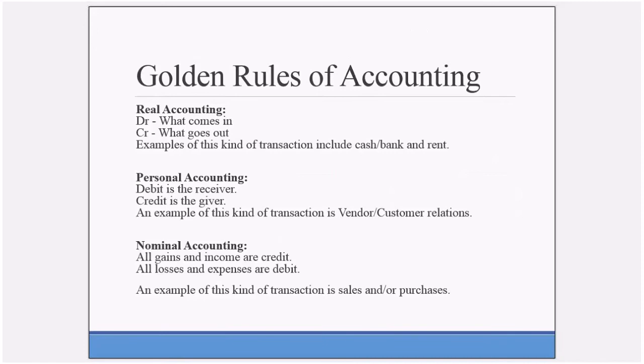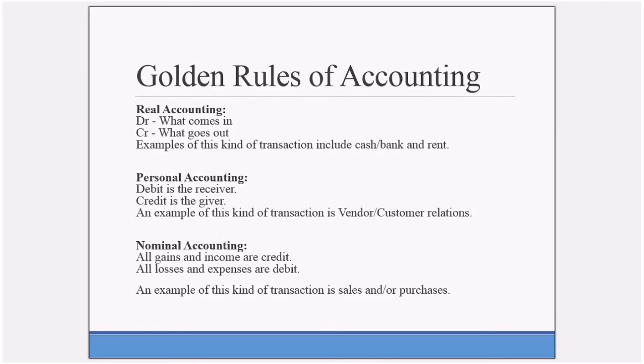The real accounting deals with properties and assets, as we have just discussed. Anything which is coming to you should be debited. Anything which is going out should be credited. For example, I have bought a car. Now what I have received is a car, so my car should be debited, and in return I have given cash to the other party. So what is going out is cash. So my entry should be car account debit, cash account credit.